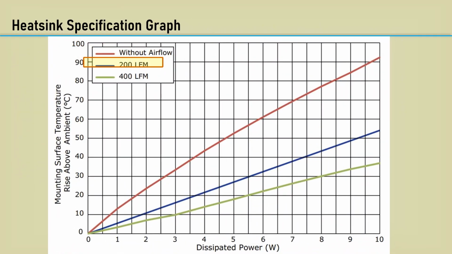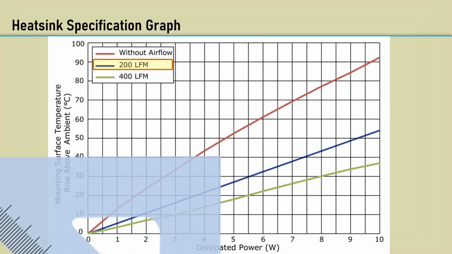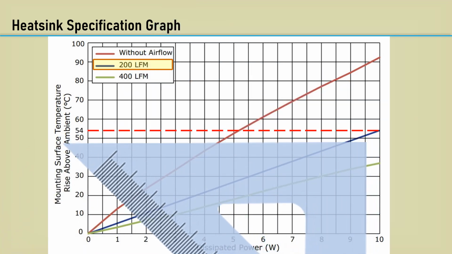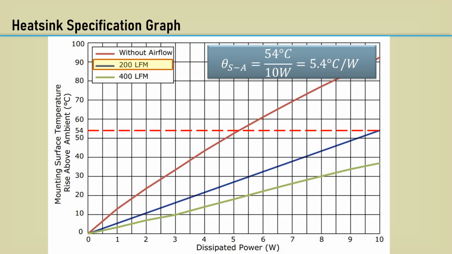In the case of forced air cooling at 200 linear feet per minute, it's obvious the temperature rise versus dissipation is linear. Drawing a horizontal line across the intersection at 10 watts gives us 54 degrees. Therefore, the thermal resistance is 5.4 degrees C per watt.